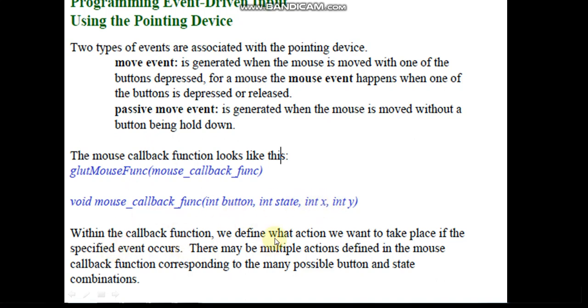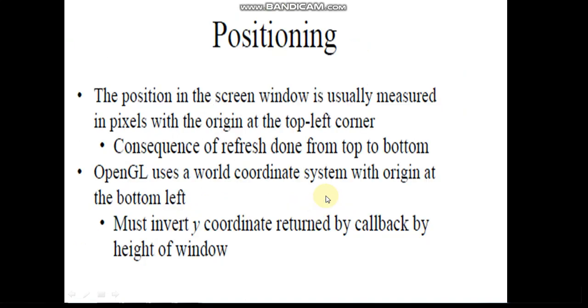Within the callback function, we define what action we want to take place. So this is one of the built-in functions, glutMouseFunc. The argument for this is a mouse callback function, that is a user-defined function, and this user-defined function must have these four parameters: the button which is reacting, the state, which is up or down, and the location of the mouse pointer indicated by x and y.